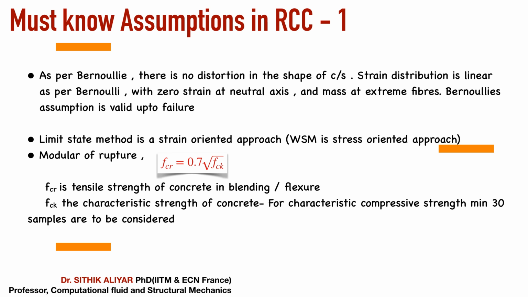So you see, if the compressive strength of the concrete is 40, the tensile strength is only about 4. It is almost 10 times reduced. So the tensile strength of the concrete is 10 times lesser than its compression capacity. That's what this formula says, and this formula is valid according to IS 456.